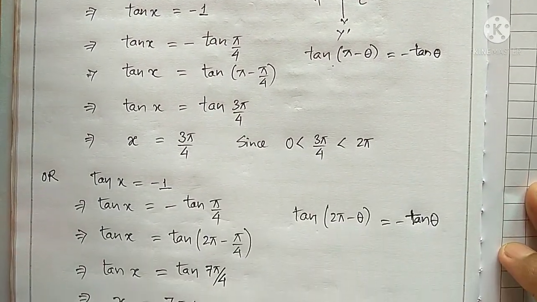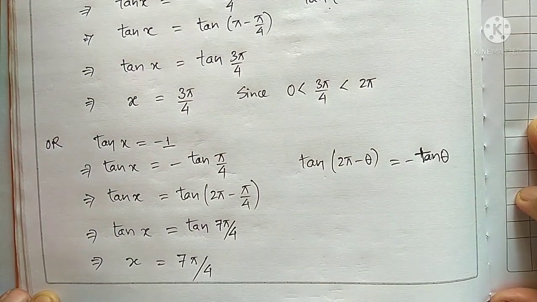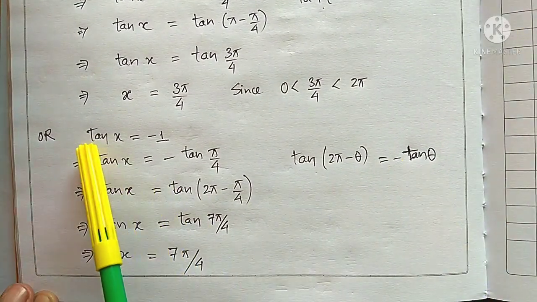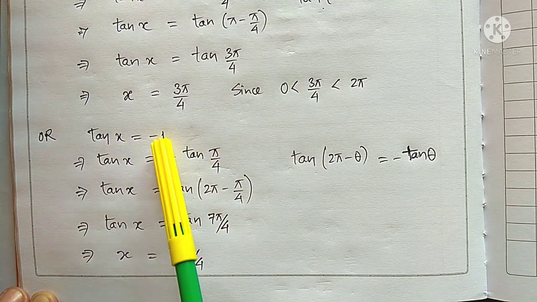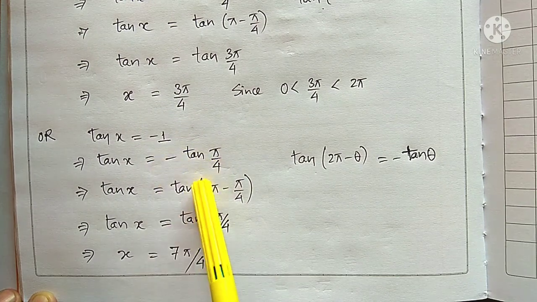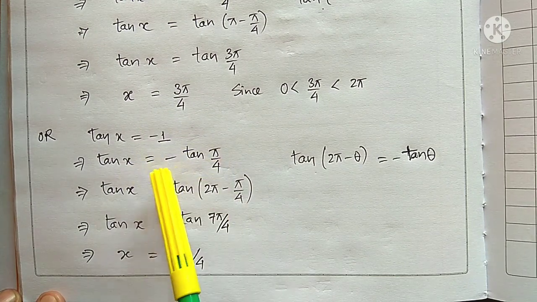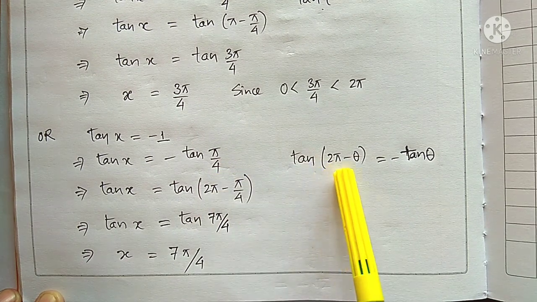So that's why in the fourth quadrant, what we get, let's say in this case. So now in the fourth quadrant again we write tan x equal to minus 1. Whatever we wrote earlier, tan x equal to minus 1, and in place of 1 we write tan pi by 4, and then minus tan pi by 4. Then tan x equal to minus tan pi by 4 we write, and now we need the fourth quadrant. So fourth quadrant means twice pi minus theta.